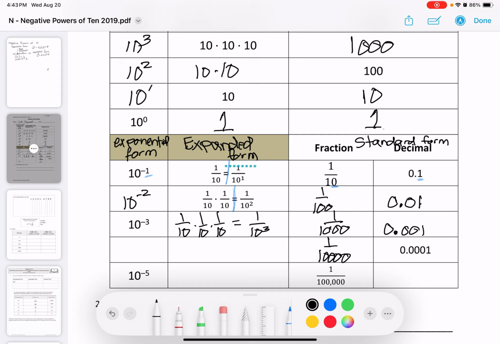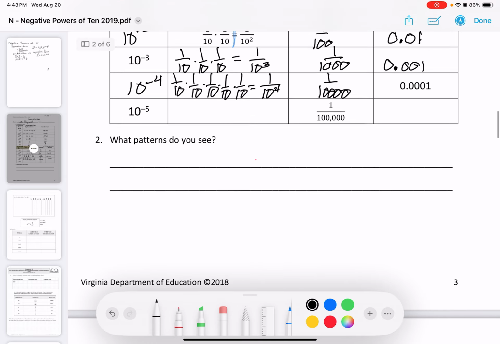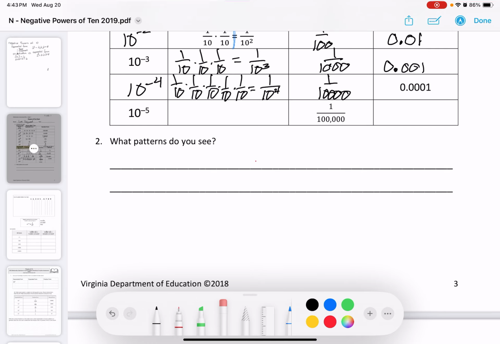For that is 1 times 10 to the 4th, and 1 over 10 to the 4th power. This is 10 to the negative 4, and you got it from there on the last one. So what patterns do you see? They're going to go over that in class, but basically in decimal form, it's going to end in a 1, and that exponent is going to tell you how many place values after the decimal that number will be.